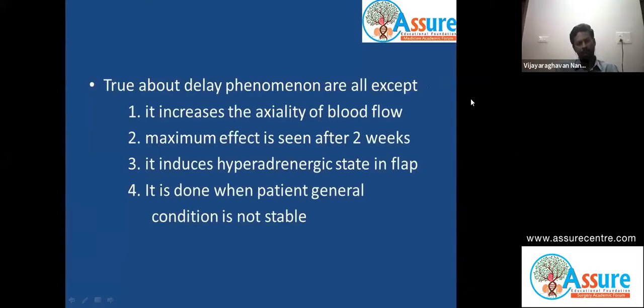Unless you know what the delay phenomenon is, this will be totally out of the blue. I'm not able to place this anywhere. So is it a procedure or a fact, or what exactly is the delay phenomenon? There are particular areas in plastic surgery where you will be totally introduced to a new phenomenon. This is what I wanted to introduce. So any takers for this?